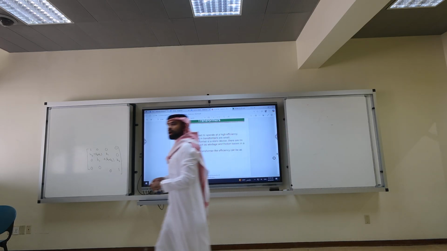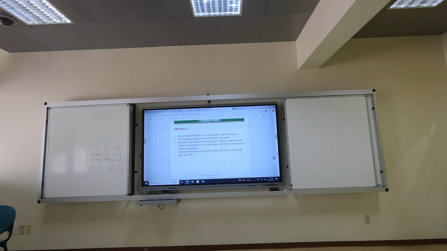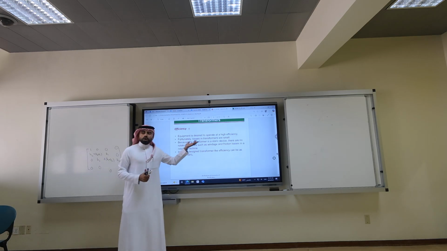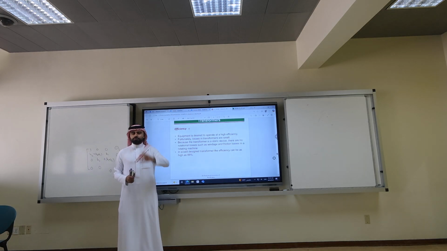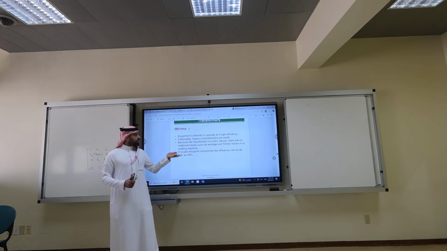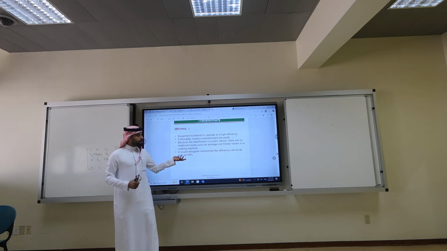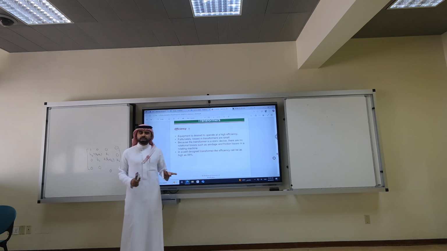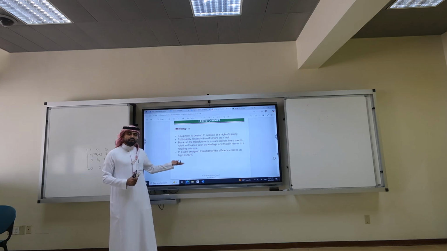Efficiency. Do we want to operate at high efficiency or low efficiency? Very high efficiency. But transformers are static devices. They do not move. Because they do not move, they don't have friction, windage, or any other rotating losses. So we are lucky that transformers generally have high efficiency, up to 99%. So if I see a transformer with less than 90% efficiency, I should not use it, because I have no excuse in transformers not to have such high efficiency.